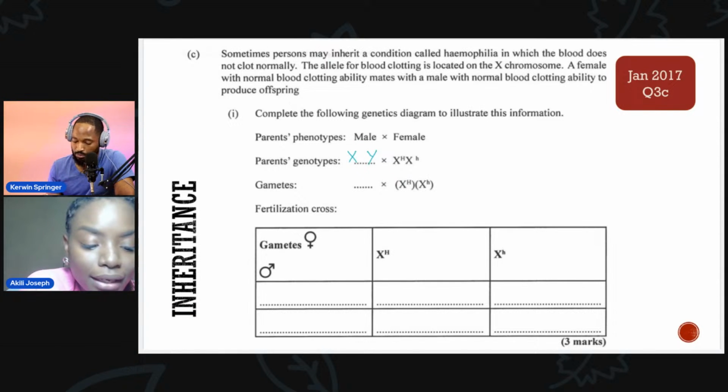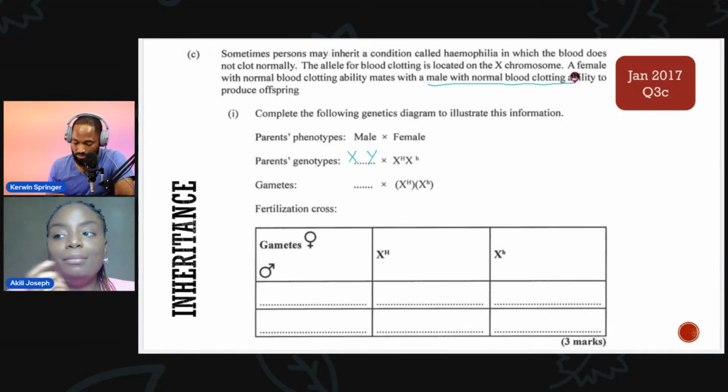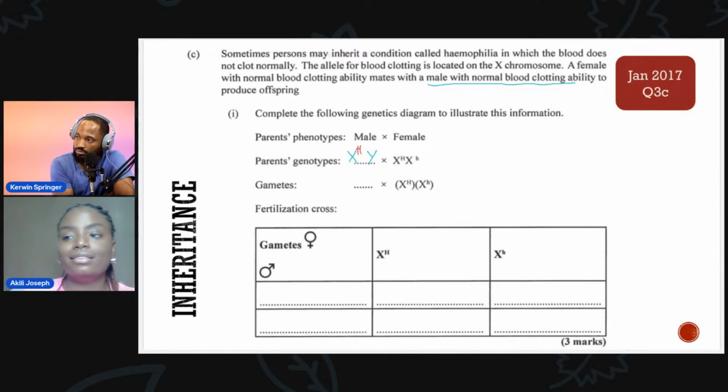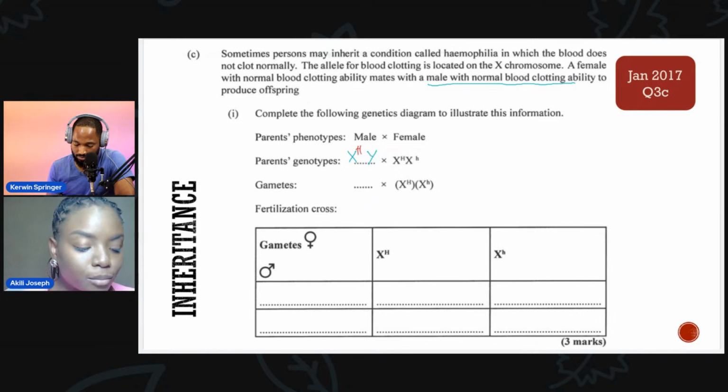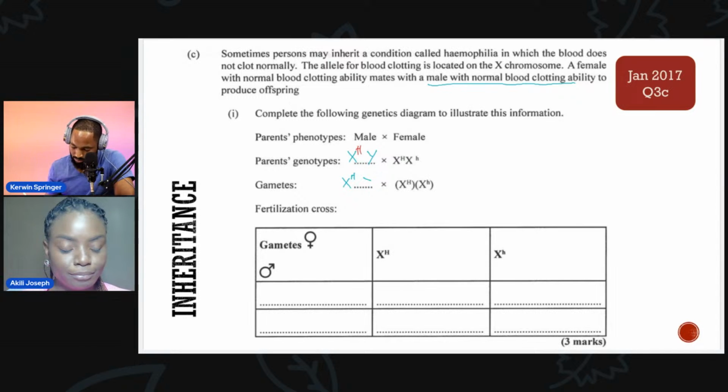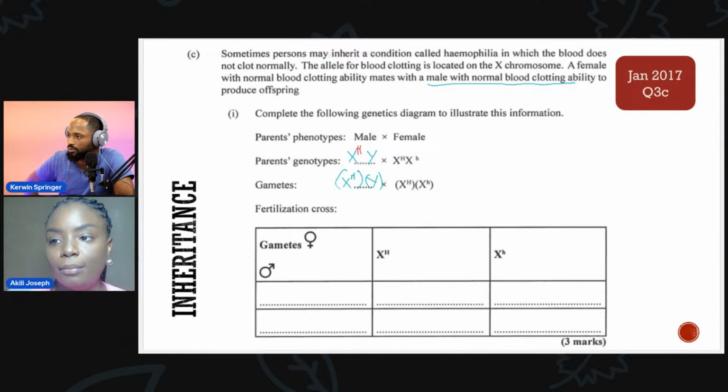But because they told us that the male has normal blood clotting ability, do you think he has to have an X big H or an X small h? He's going to have an X big H, right? So the possible gametes that daddy could make would be X big H and Y. And you don't put anything on the Y, because remember this allele is on the X chromosome, so you're only going to talk about the X. So you put in any possible gametes that daddy could make, in your little brackets there, and then you fill that in the table, in the Punnett square.